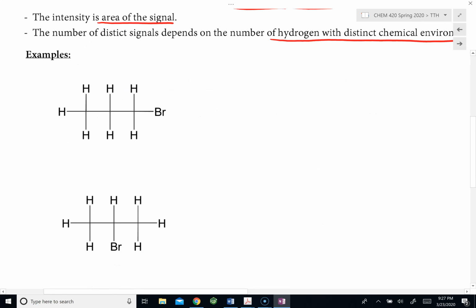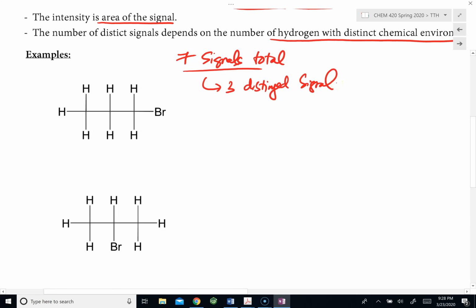For an example, let's say we have this molecule. Here in this case, how many distinct signals would we expect to see for this molecule? The answer would be 3. Why 3? Overall we would expect to see 7 signals all total, because there are 7 hydrogens in this molecule. However, they show up as 3 distinct signals. And the reason is as follows.